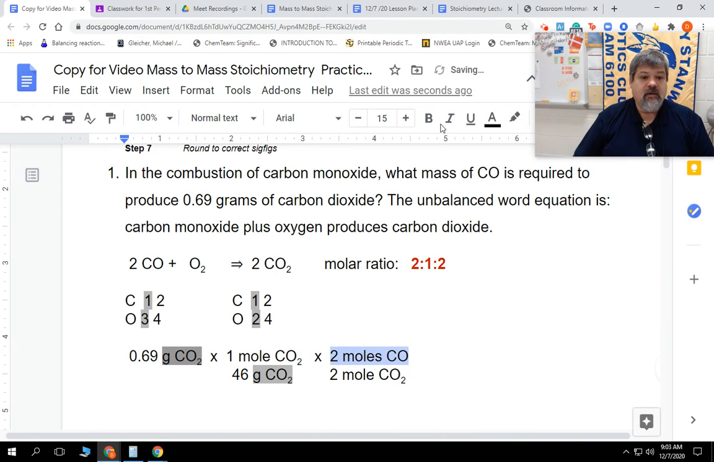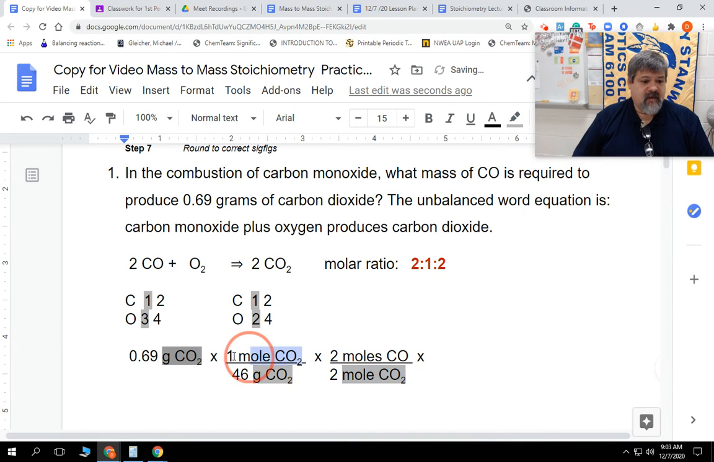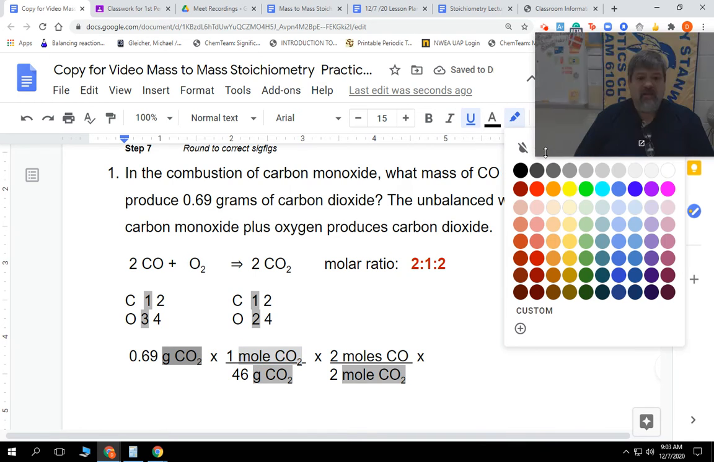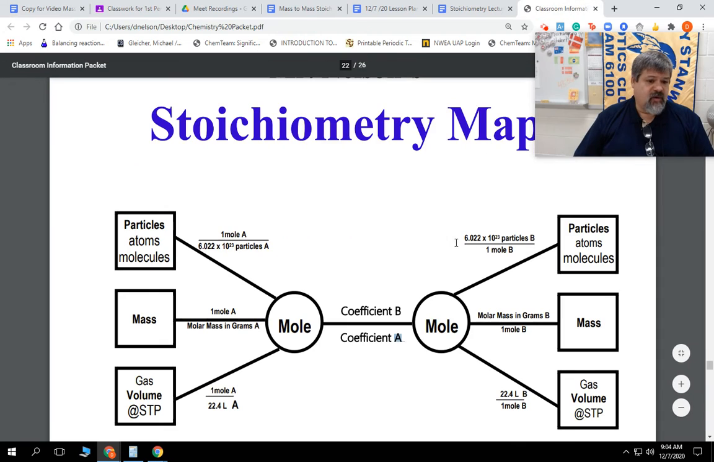Okay, now I can underline this, and I like to underline this over here too. Okay, and now what I have to do is convert moles of carbon monoxide to grams, but let's go ahead and get rid of this here, because that would be a good step. Now it shows me that I have it in moles of carbon monoxide.